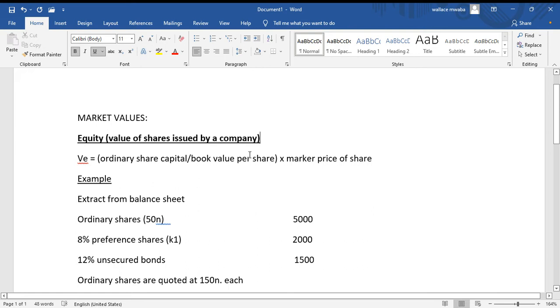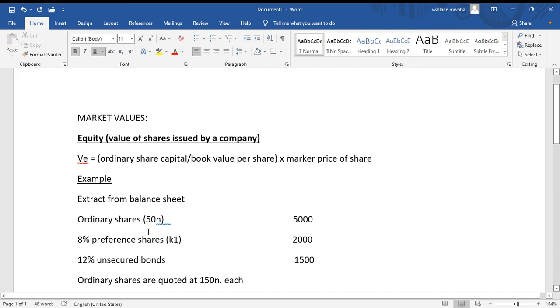So when the shareholder buys a share, they have a required rate of return. That's what they're expecting for buying the shares. And for you as the company selling those shares and giving them that required rate of return, it is a cost to you as a company. So you call that the cost of equity. Now we're going to see how to calculate the market values.